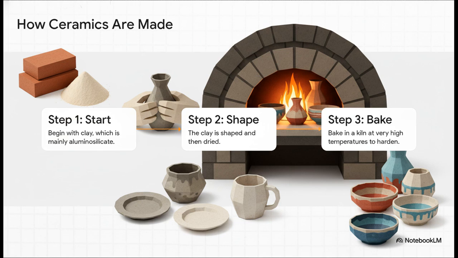Step 1, you start with clay. Now for your exam, remember the key component here is aluminosilicate. Step 2, you shape it into whatever you want. And step 3, you bake it in a special oven called a kiln at very, very high temperatures. It's this intense heat that permanently changes its structure and makes it super hard.